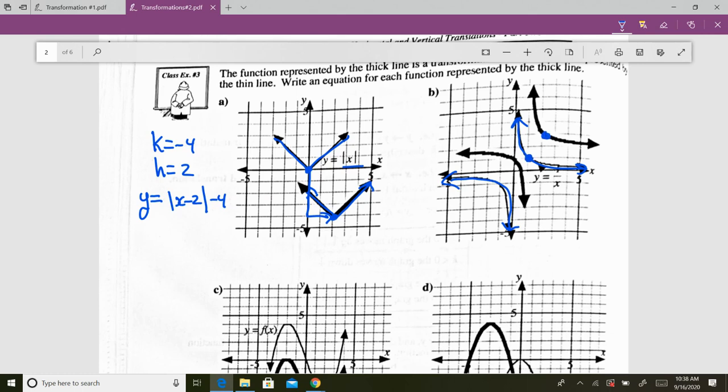What have we done? In words, what have we done? One right, and how many up? Two. Boom. So h is equal to 1, because we want 1 right. K is equal to positive 2. And our function is 1 over x.